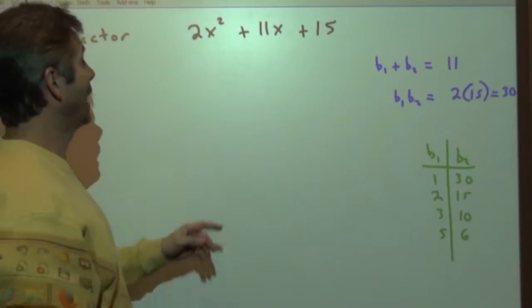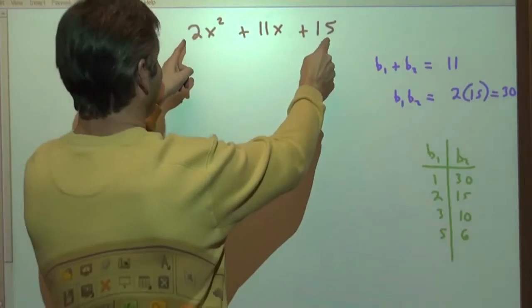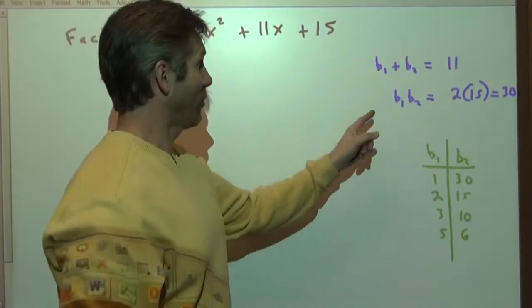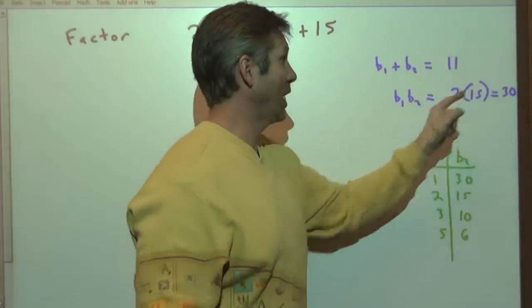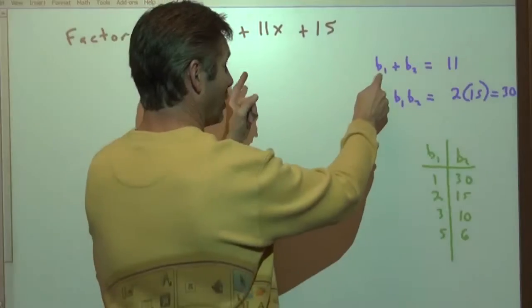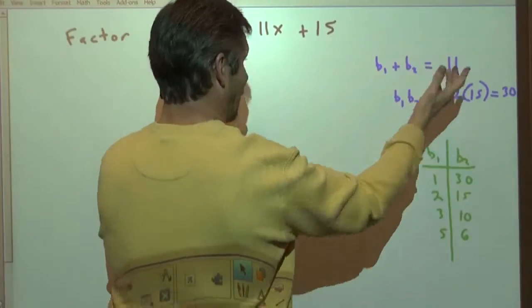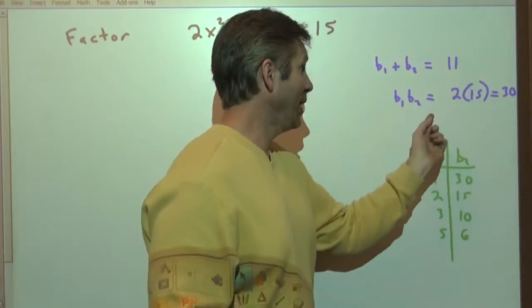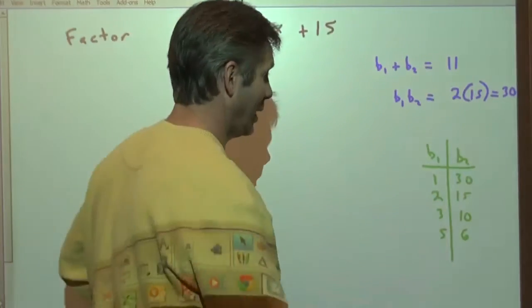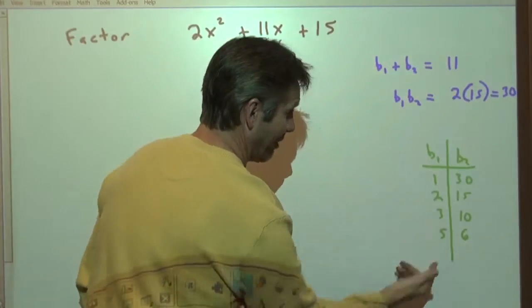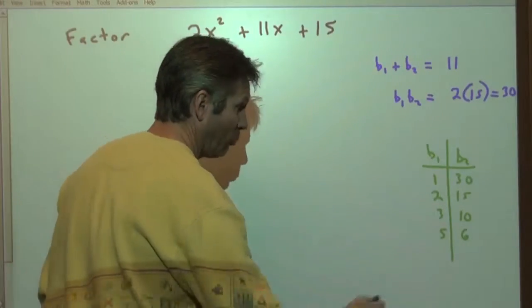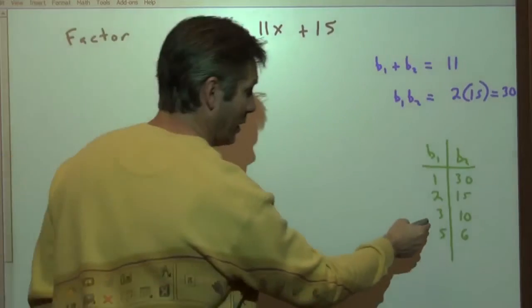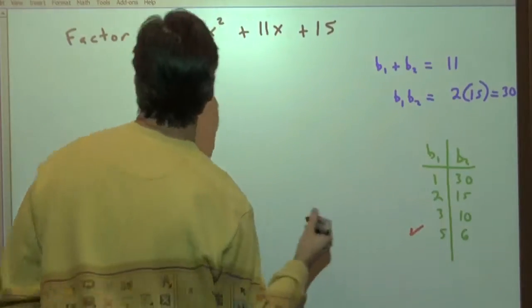So here's what we got. A is 2, c is 15. 2 times 15 is 30, sorry. So the b sub 1 times b sub 2 is going to have to be 30, but the two linear coefficients are going to have to add up to be 11. So let's think of two factors of 30 and see which ones will add up to 11. These are combinations of factors of 30, and there's only one, these guys, that add up to 11. So those are our targets. That's b sub 1 and b sub 2.